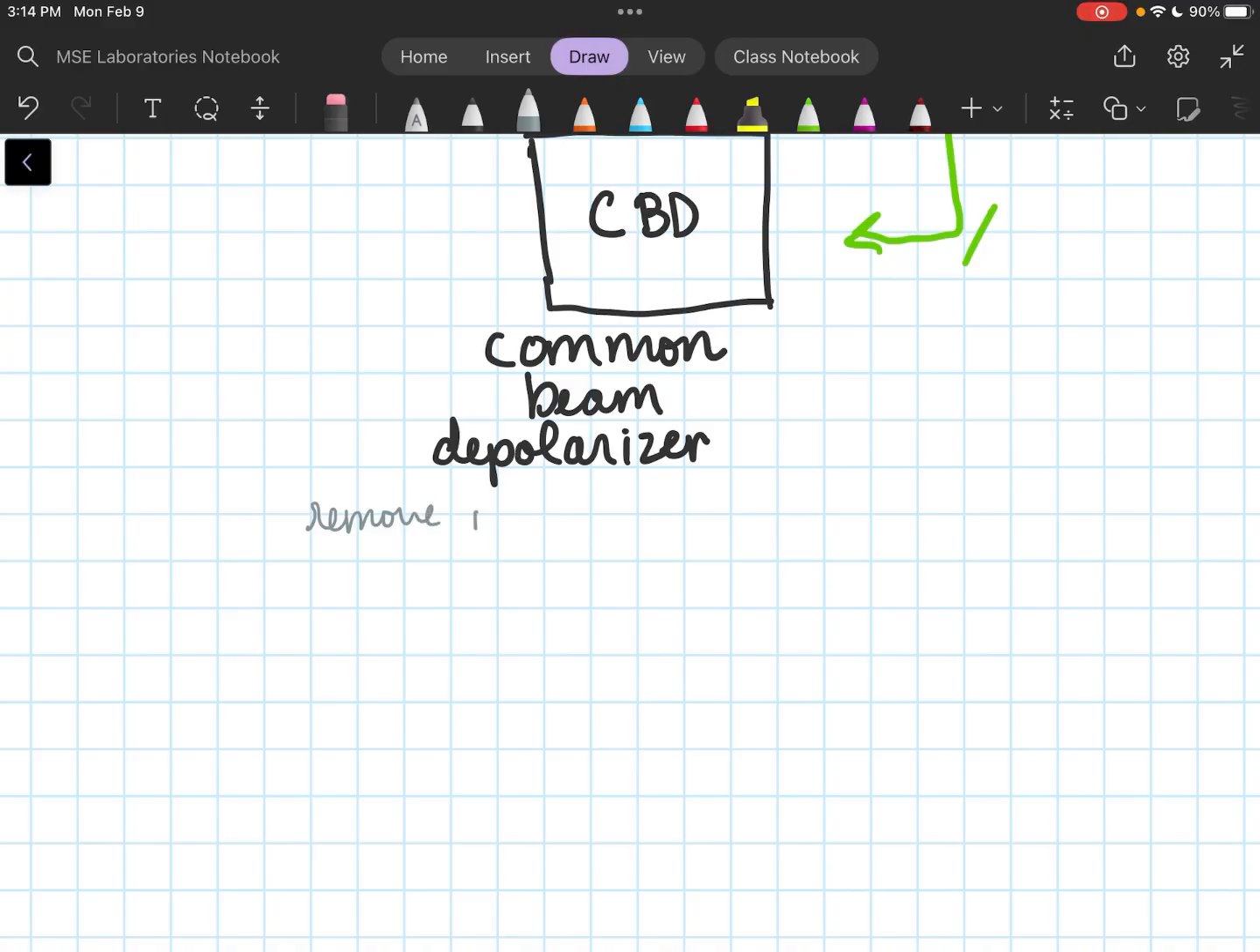So basically, this is going to remove polarization from mirrors and prisms. This is useful for materials called birefringent.